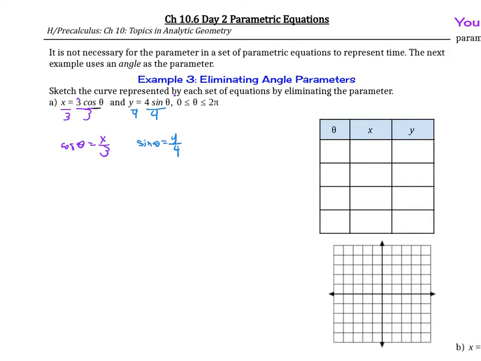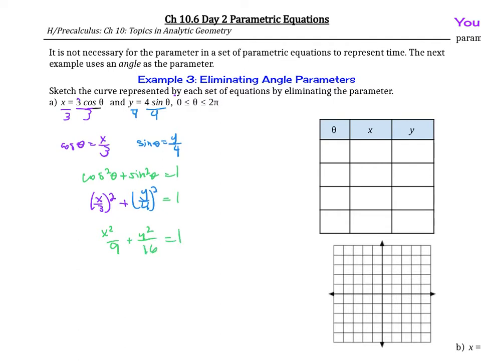Then we're going to use the Pythagorean identity, our trig identity: cosine squared of theta plus sine squared of theta equals 1. Let's substitute. We have (x over 3) squared plus (y over 4) squared equals 1, and so we're looking at x squared over 9 plus y squared over 16 equals 1.